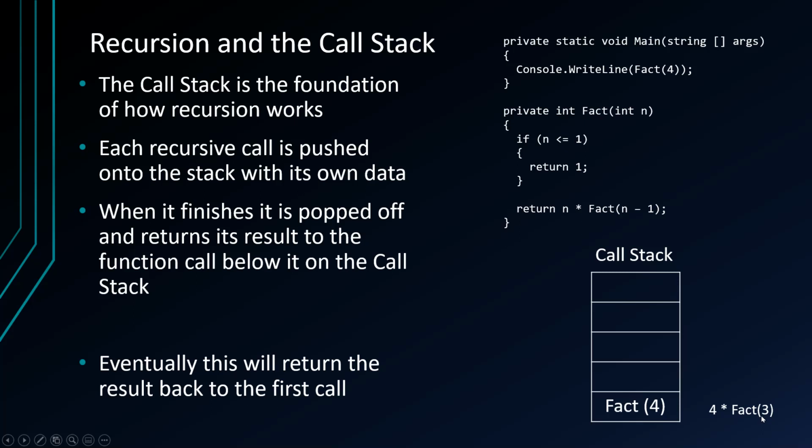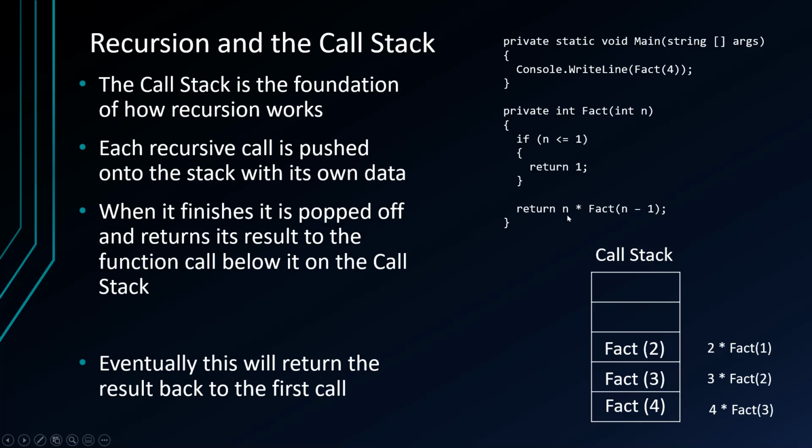Well, that means factorial 3 gets pushed onto the stack. And now it comes in again and says, is 3 less than or equal to 1? No, it's not. So we're going to return 3 times factorial 2. So that means factorial 2 now gets pushed onto the stack. And it comes back in, is 2 less than or equal to 1? No, it's not. So we have to go to the recursive step again.